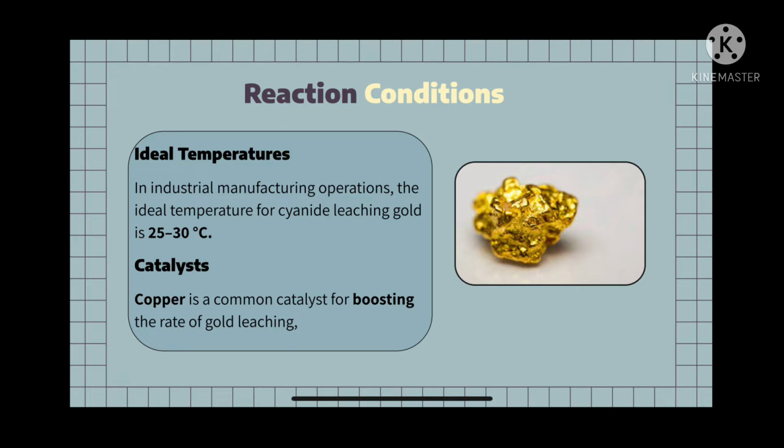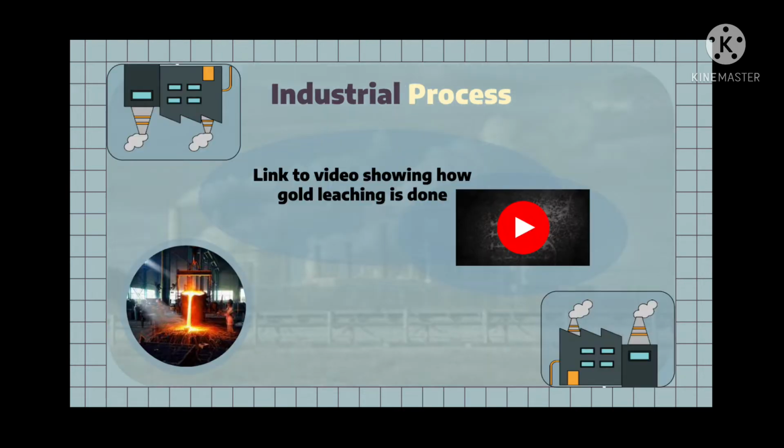Speaking of copper, it is also a common catalyst for boosting the rate of gold leaching. However, it's usually disliked in the industrial manufacturing companies since it results in a high consumption and a complicated gold recovery procedure. This slide will cover more on the industrial process. A video of a length of 4 minutes will explain the industrial process of how gold is leached from the ground using the cyanidation process.